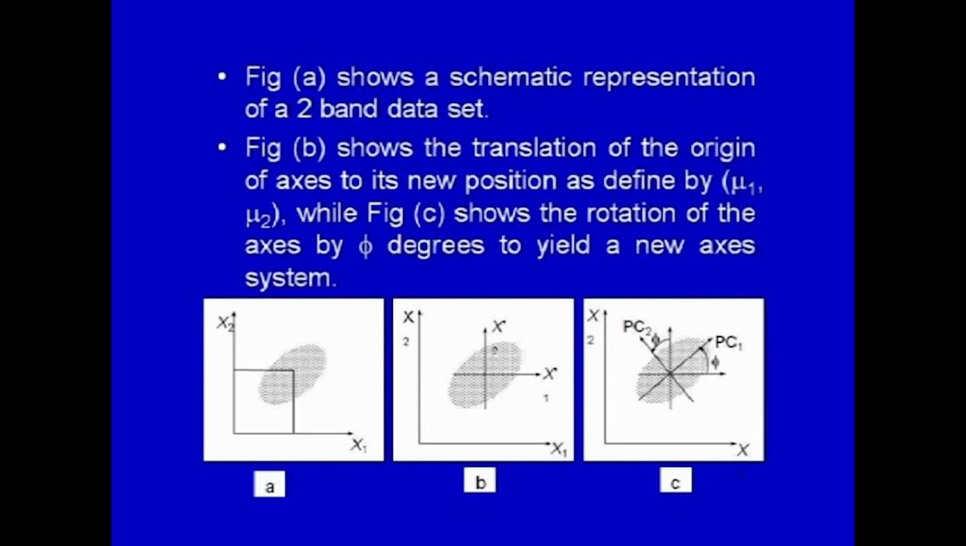Here, a pictorial view of the process has been shown. Figure A shows a schematic representation of a 2-band data set. Figure B shows the translation of the origin of the axes to its new position as defined by mu1, mu2, which is nothing but the mean value of the data set band 1 and band 2, while figure C shows the rotation of the new axes by an angle phi to yield a new coordinate system. These axis systems which are now defined are known as the principal component axes.